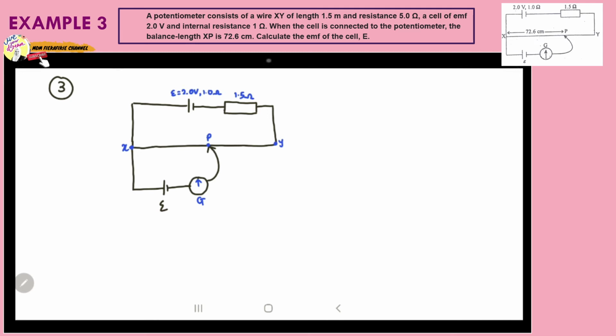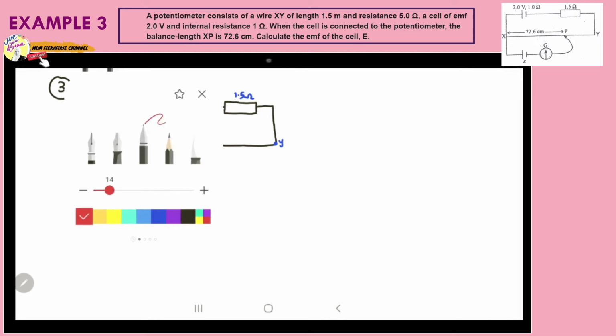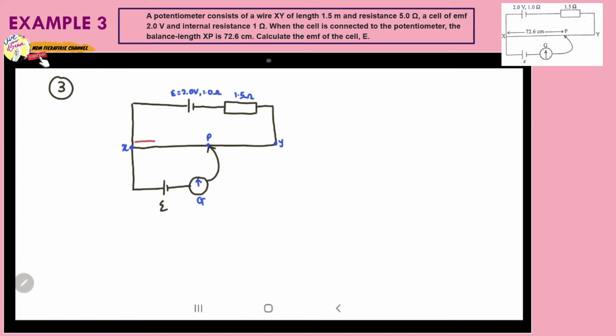When the unknown cell is connected to the potentiometer, the balance length XP is found at 72.6 centimeter. So let's write, here is 72.6 centimeter from X to P. Before that, let's write the information given: length XY is equal to 1.5 meter, where the resistance of XY is equal to 5 ohm.